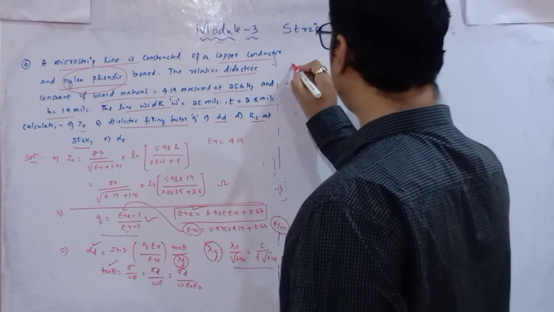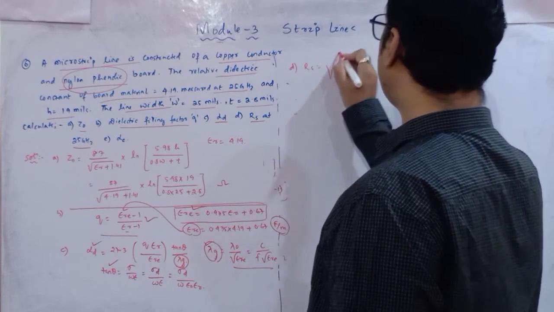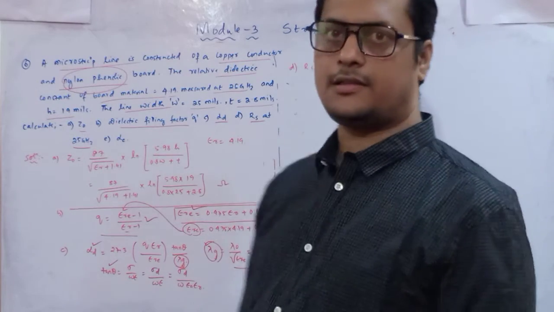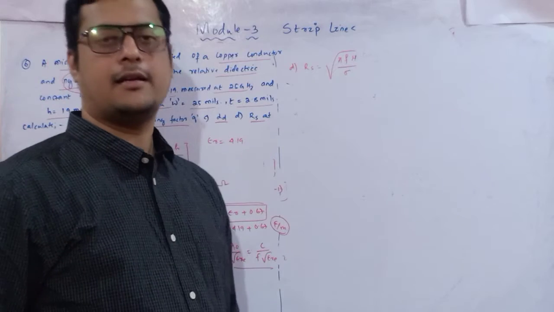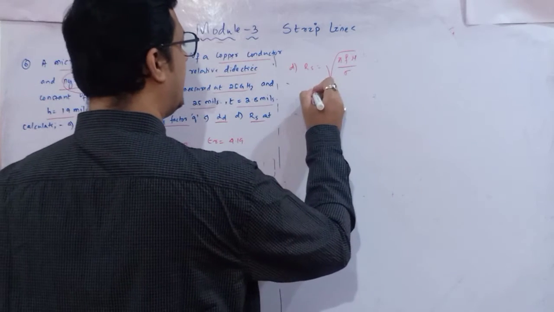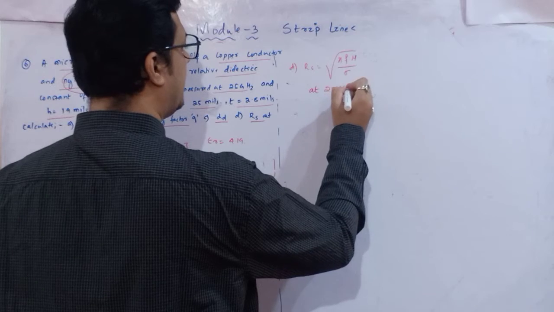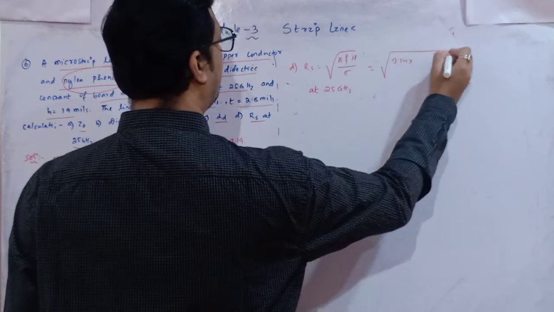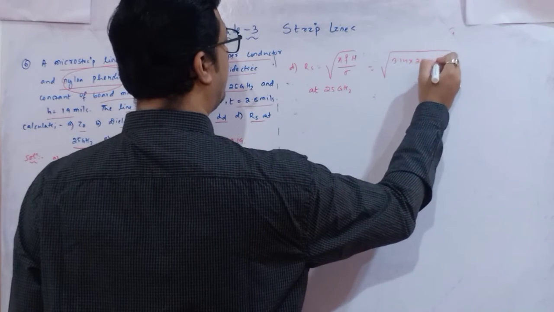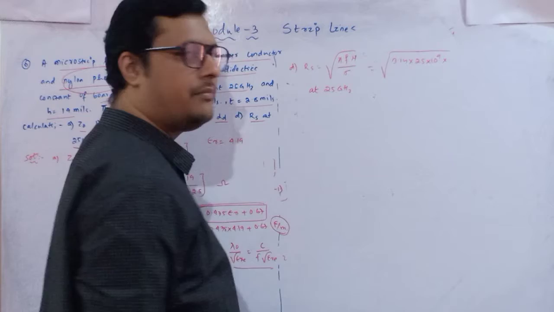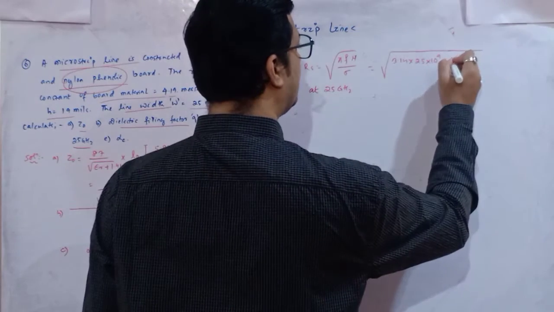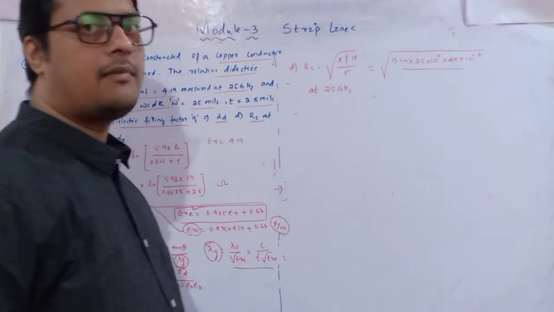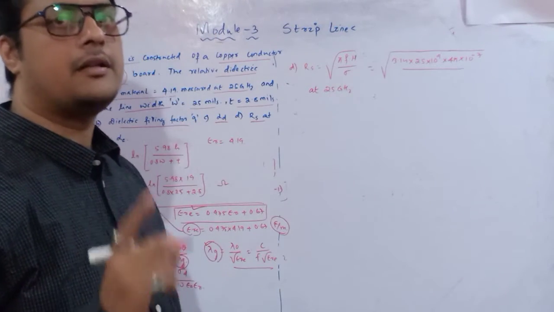Similarly, next surface resistance also we can calculate as Rs, that is Rs is equal to square root of pi f mu divided by sigma. So this is the relation for the surface resistance. At what particular frequency? At 25 gigahertz. So here pi is 3.14, frequency is 25 into 10 to the power 9. What is mu? Mu is same as your air medium, that is 4 pi into 10 to the power minus 7. And what is sigma?